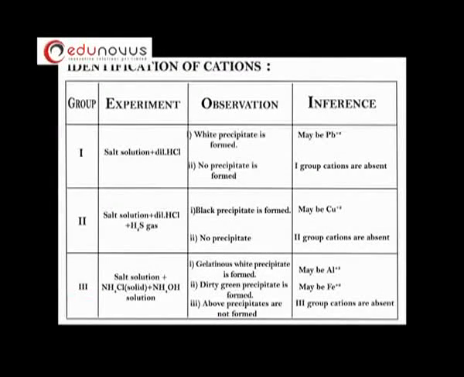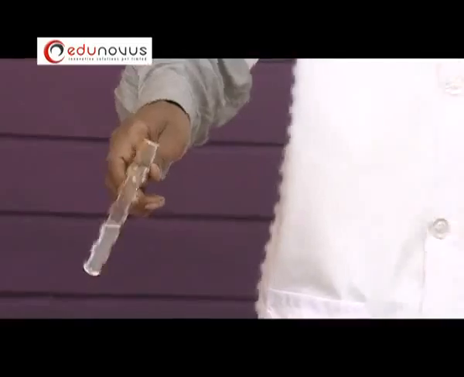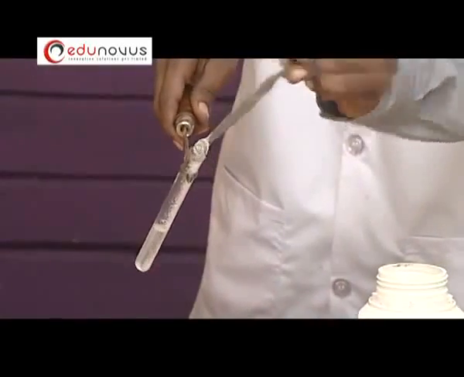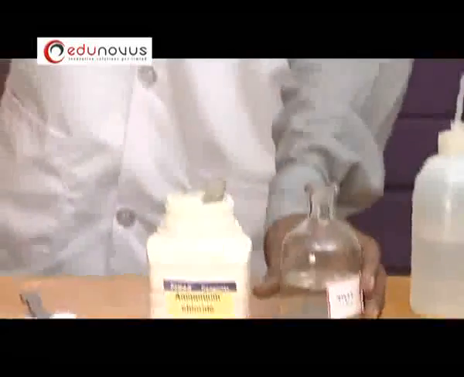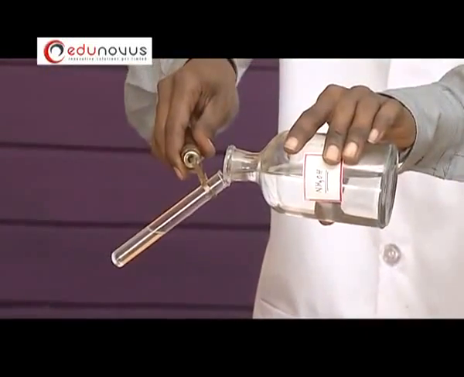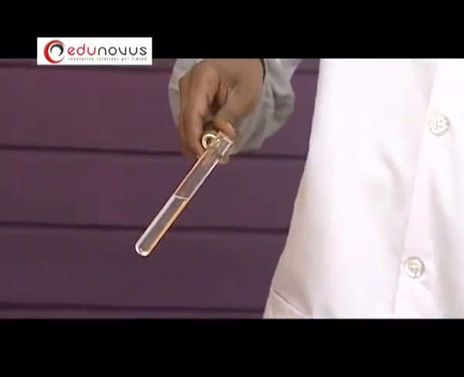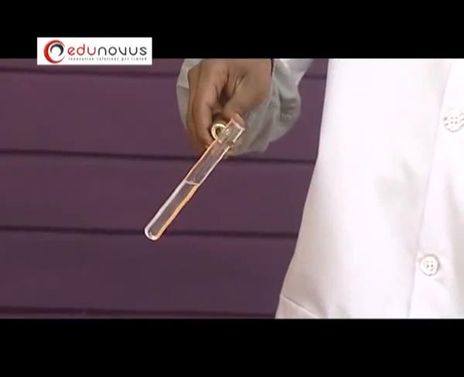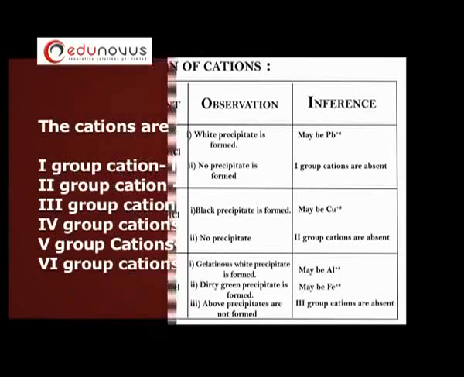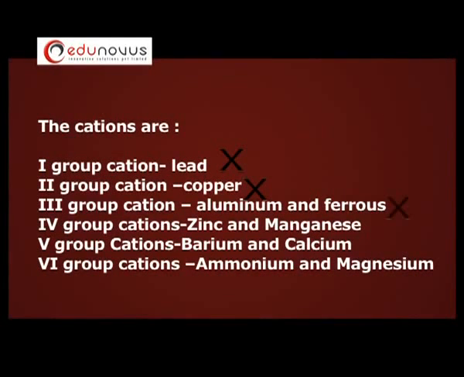The next test is third group test. Salt solution plus ammonium chloride plus ammonium hydroxide solution. To the salt solution, we add ammonium chloride and then we add ammonium hydroxide solution. White gelatinous precipitate or dirty green precipitate is not formed. We can infer that third group cations are absent. Thus, we eliminate third group cations, aluminium, ferrous, from the list.